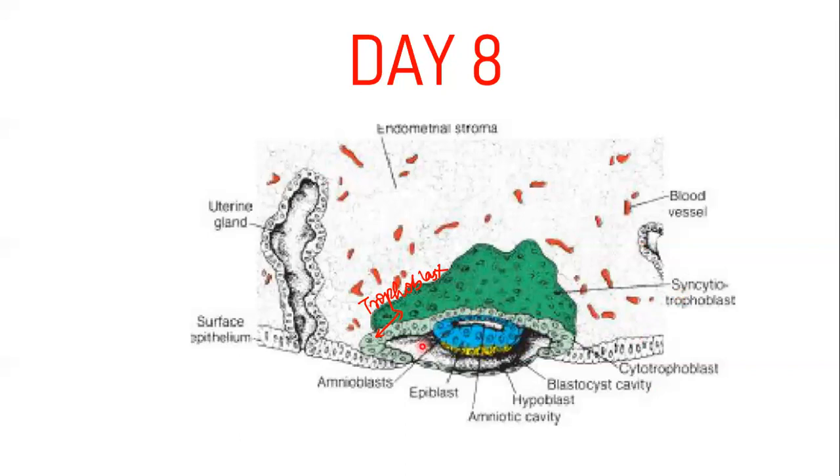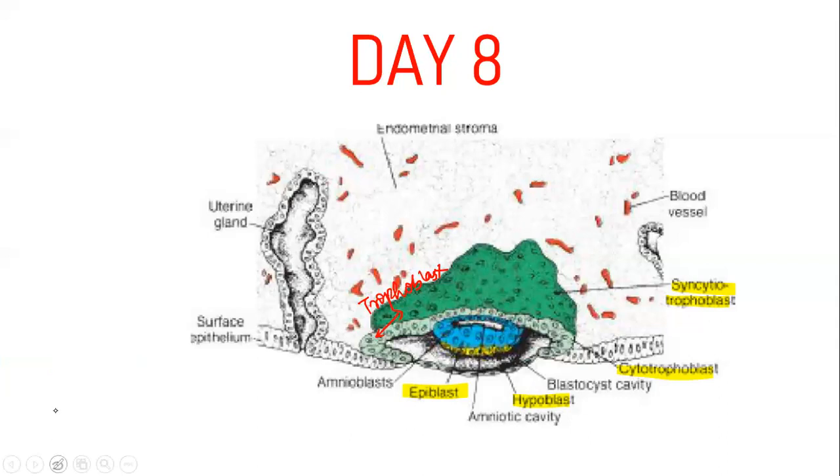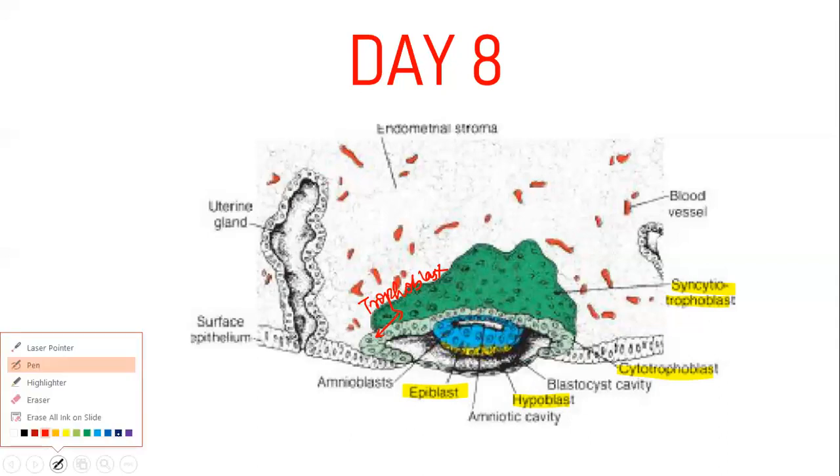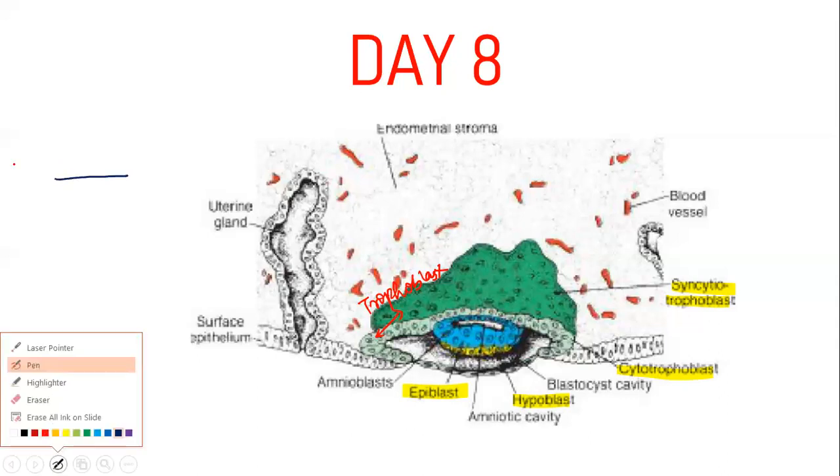Similarly, the inner cell mass is divided into two, the epiblast and the hypoblast. So just know these four terminologies: epiblast, hypoblast, syncytiotrophoblast, and cytotrophoblast. Now let us look at a very small diagram I saw in one of the Google images. First I am going to depict the inner cell mass here.